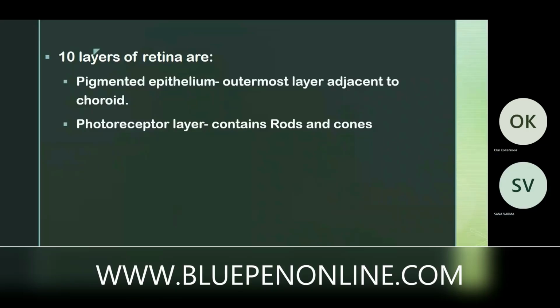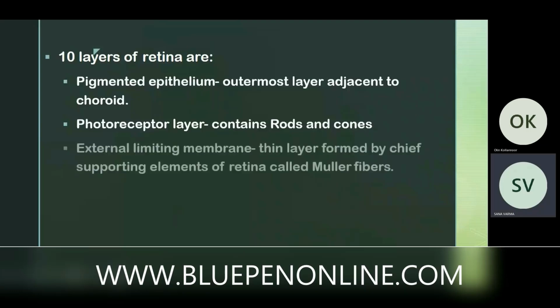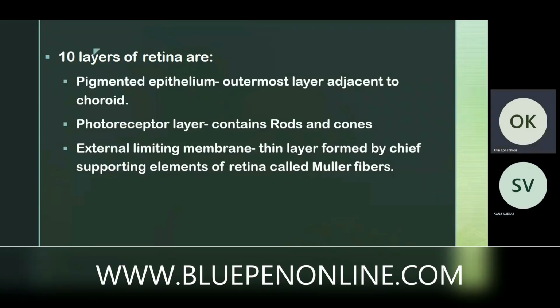Then the next layer is the external limiting membrane. It is a very thin layer, seen in between the photoreceptor layer and the next layer, and it is made up of numerous supporting fibers called Muller fibers.